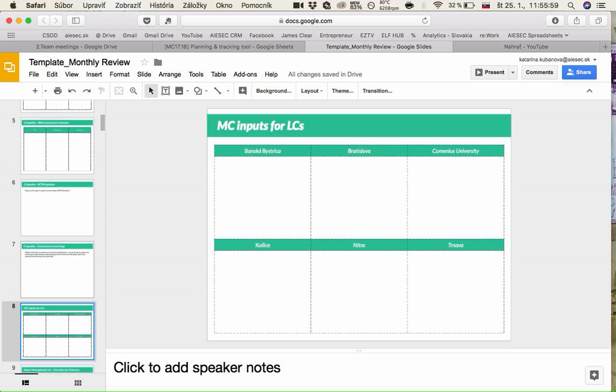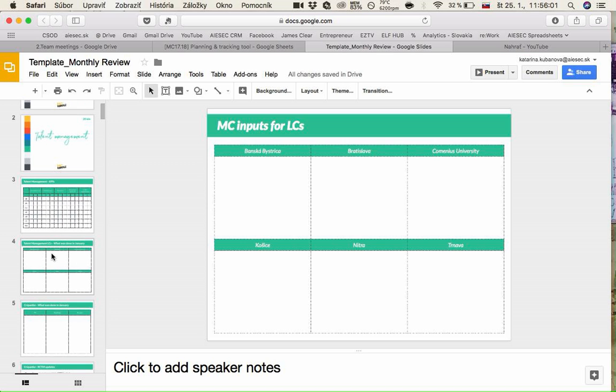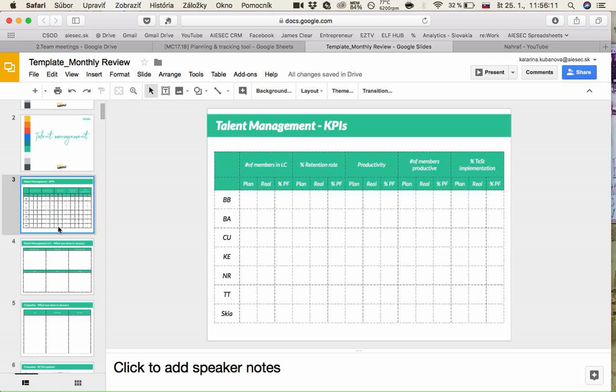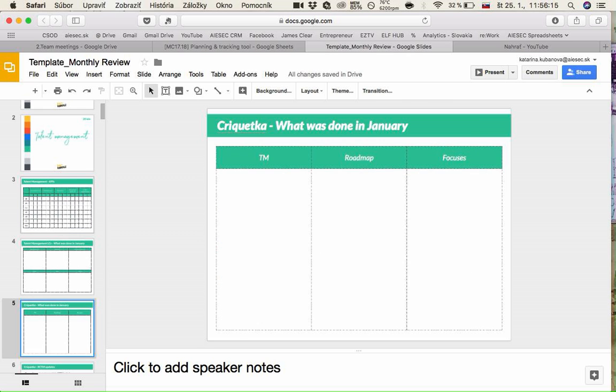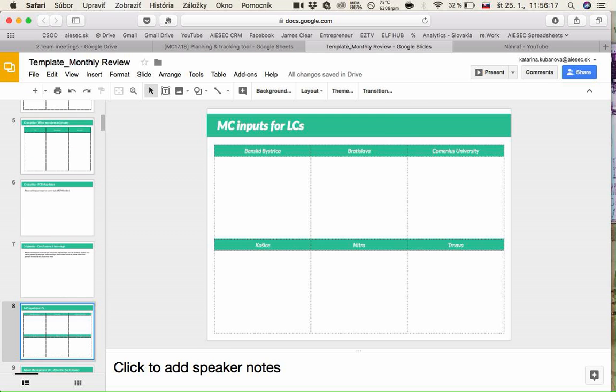Then, after this whole review, even though it's one PPT, it is going to be divided into two parts: reviews and then the plans presentation. When it comes to the first part, we are going to go through the first slides until MC inputs. So here we are going to put down the inputs that we have for the LCs.